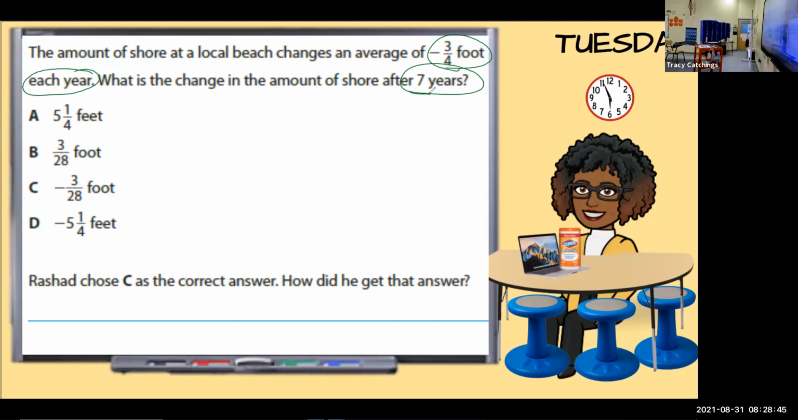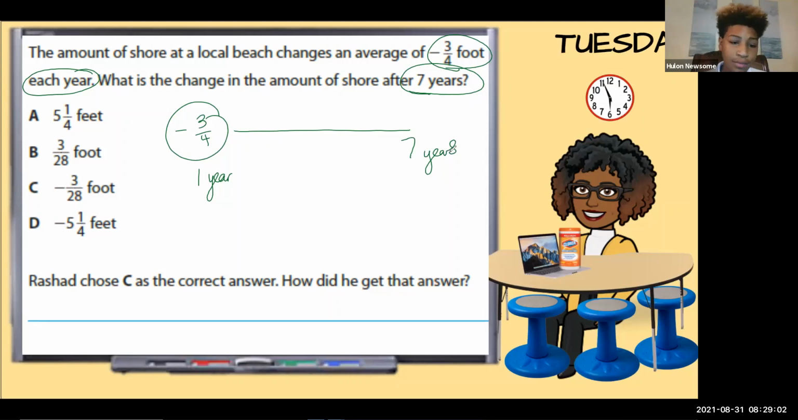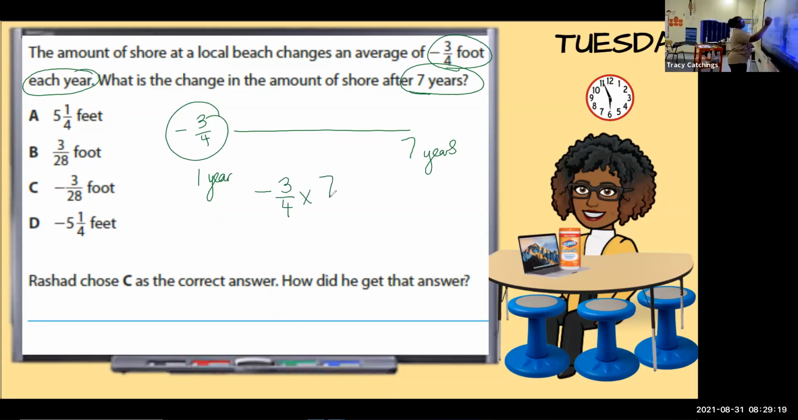All right, let's reread it. Multiplication. We got this amount, negative 3/4 for 1 year. And now they want us to figure out for 7 years. You sure that's still division? That's multiplication. Yes, that is multiplication. So if you need to do a small model to help you discern between multiplication and division, definitely do that. So that would be negative 3/4 being multiplied by 7.